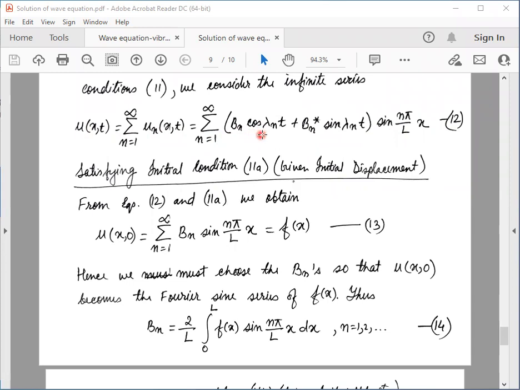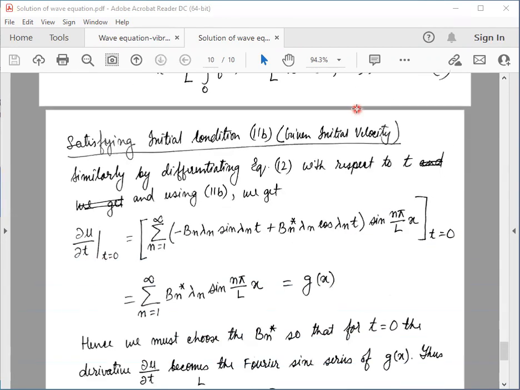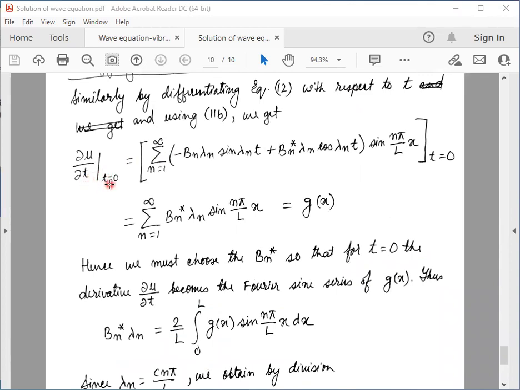So when I differentiate cos lambda n t, I should get minus sine lambda n t, and then another factor lambda n here. So this will become minus bn lambda n sine lambda n t. Similarly, this will become plus Bn star lambda n cos lambda n t. So if we differentiate with respect to t, we get this term. The space dependent part remains unchanged.